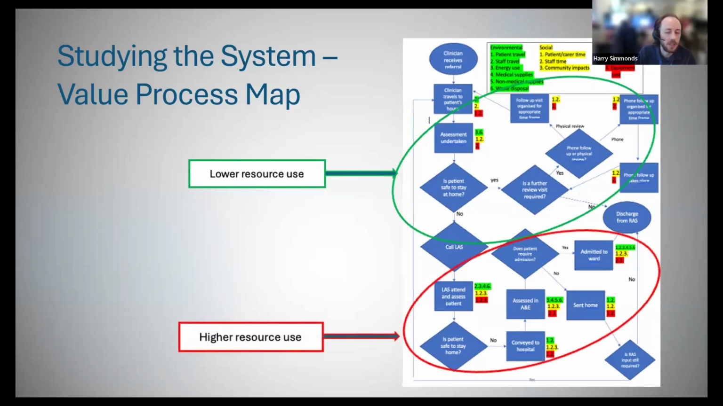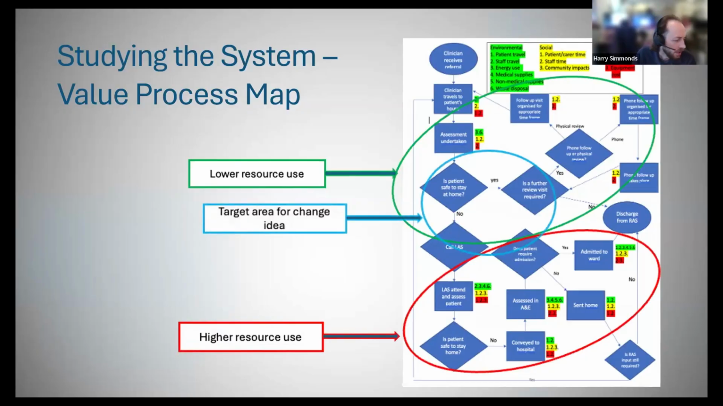Well, the lower section highlighted the higher resource use, and this was particularly once a call had been made by our team members through to the ambulance service and to start that sort of cascade of escalation. So next slide. It was decided that the maximum value could be created by incorporating a change idea prior to a call being placed to the ambulance team by our team member, so in that target zone of where the blue circle is. Next slide.